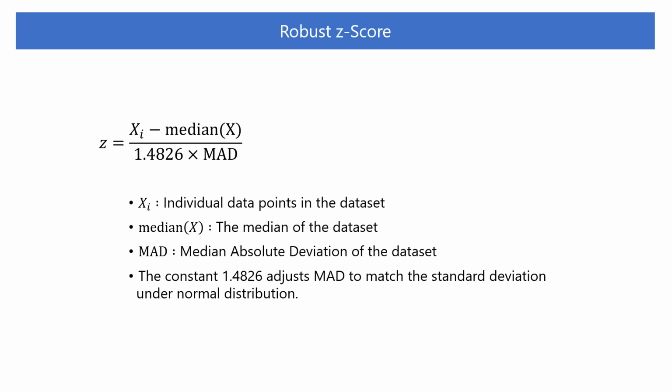MAD is a robust measure of spread, not affected much by outliers. However, MAD tends to underestimate the standard deviation when the data is from a normal distribution. So, to make MAD work like the standard deviation, we scale it with a constant.